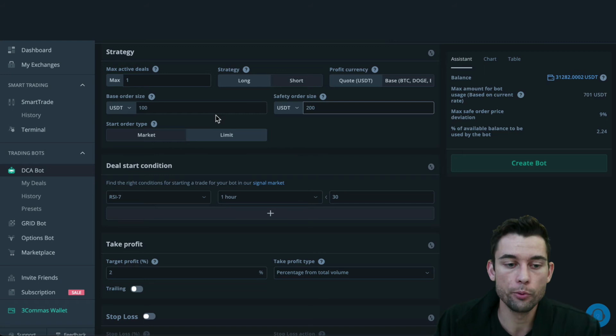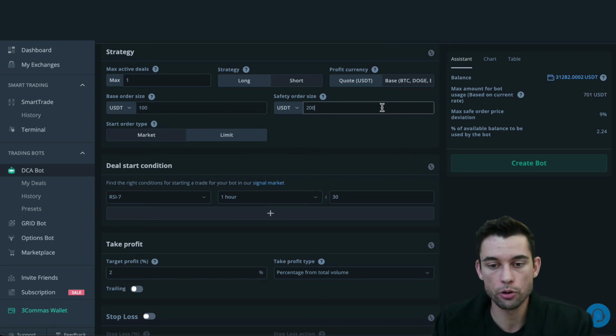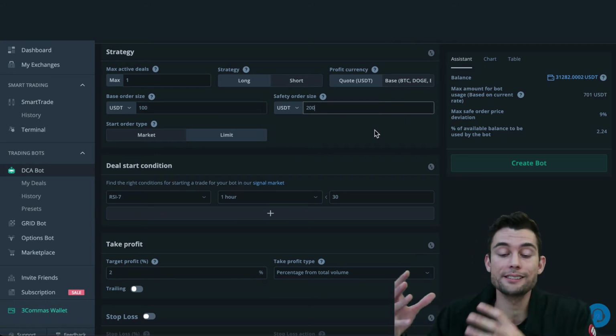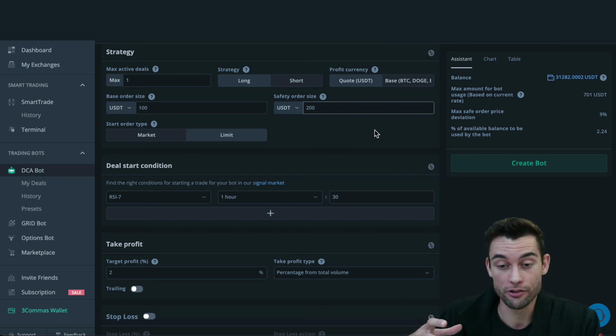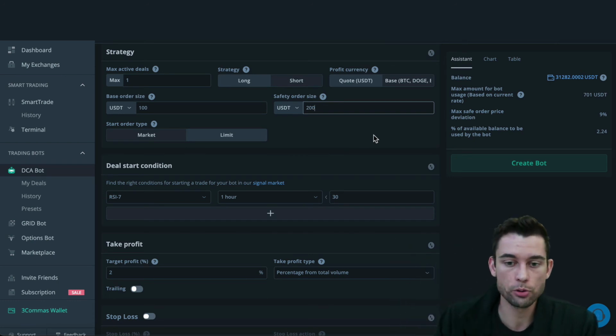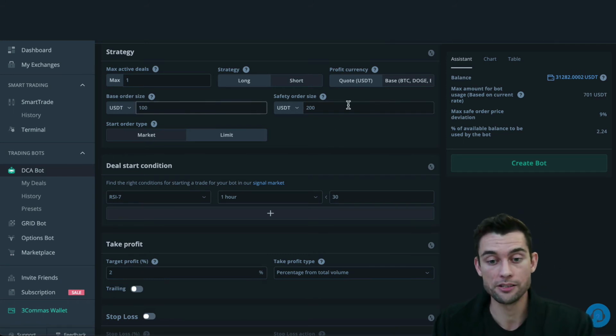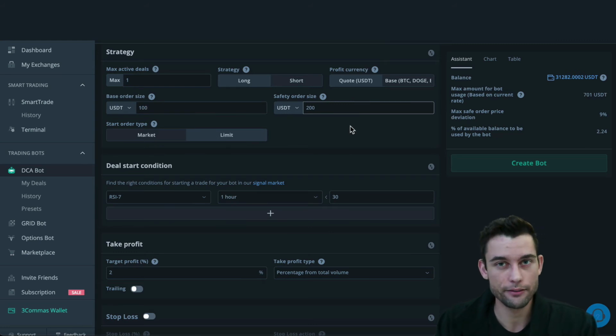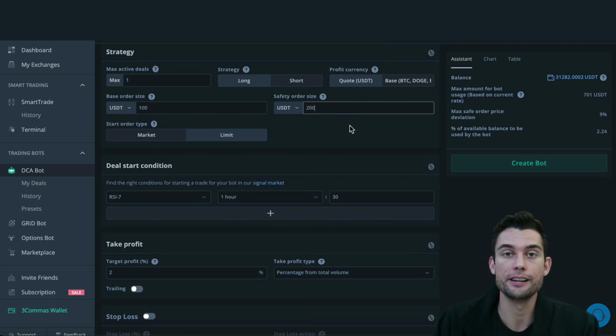So right now we have the base order at 100 and the safety order at 200. So we're putting in twice as much in our safety orders, right? However, that's for all the safety orders. All of the safety orders are going to be $200. But what if we could put $100 in as our base order, $200 in as our safety order number 1, and then let's say $400 in as our safety order number 2, and then let's say $800 in as our safety order number 3? That would be pretty amazing.